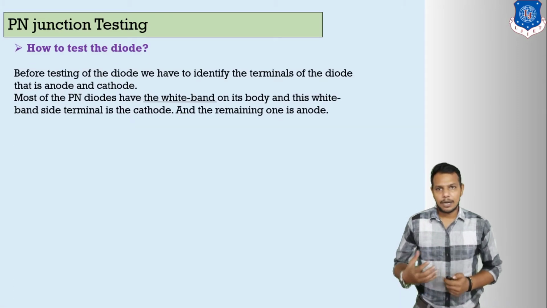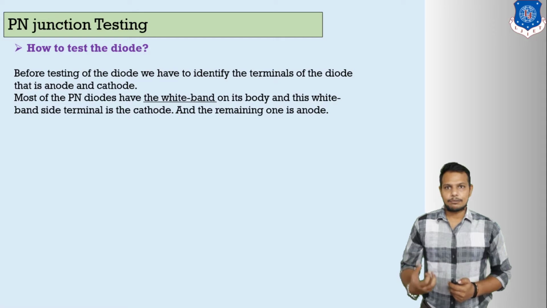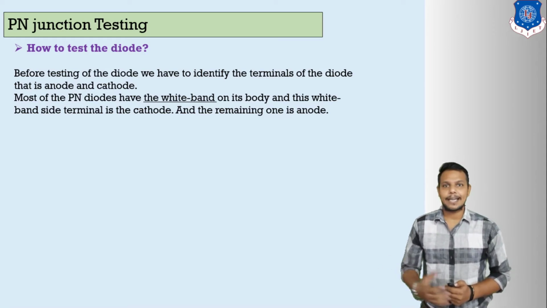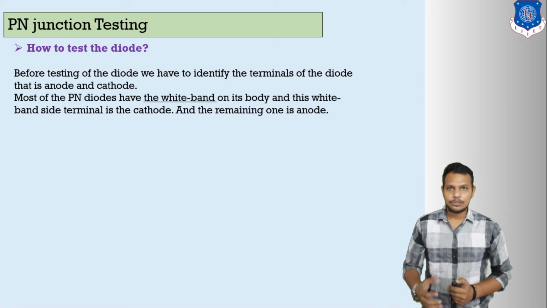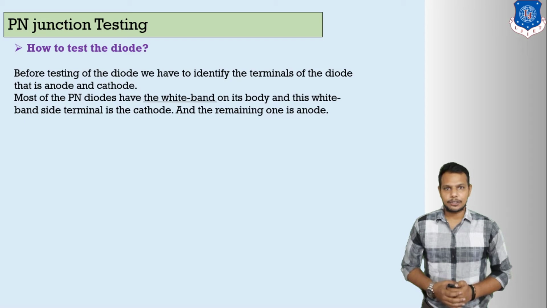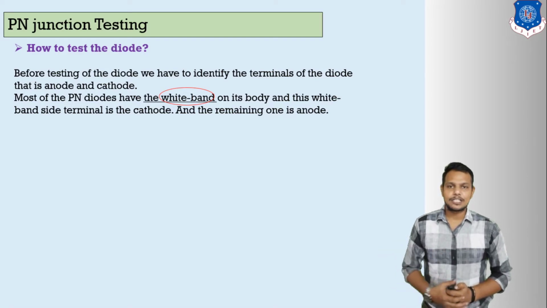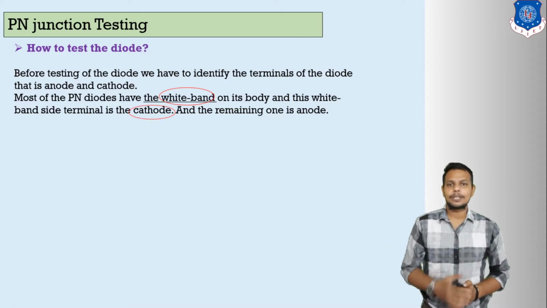Here, first of all, we have to identify the terminals of the PN junction diode, which one is anode and which one is cathode. For that, most PN junction diodes have a white band on the body. The white band side terminal is known as the cathode, and the opposite side is known as the anode. Current always flows from anode to cathode.